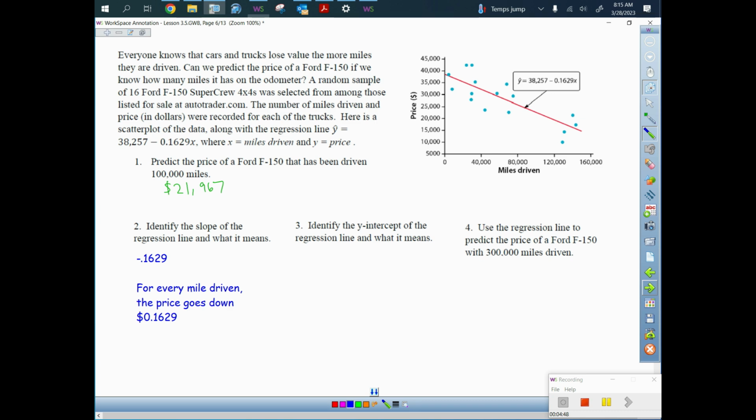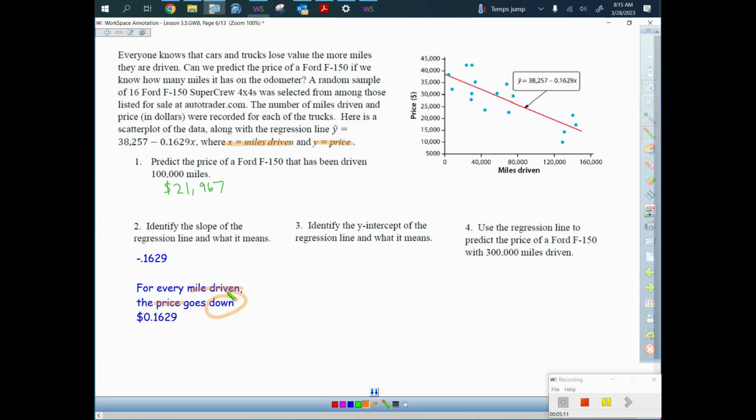And here's what it means. This is how the homework program is going to word it. Like for every mile driven, would you believe mile driven is our X values? So you talk about X. For every mile driven, the price, that Y value right here, goes down. The reason why it's down is because that slope is negative. And then it's just whatever number it is, $0.1629, which isn't much. You know, it's like 16 cents.